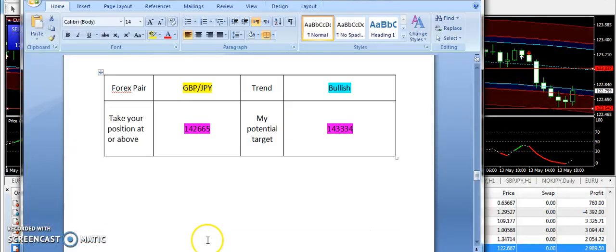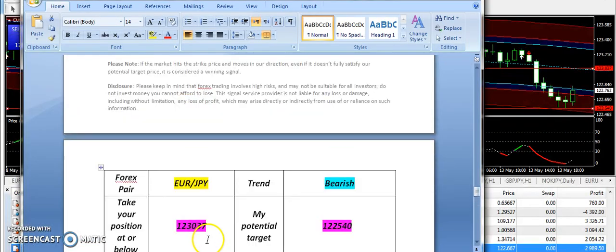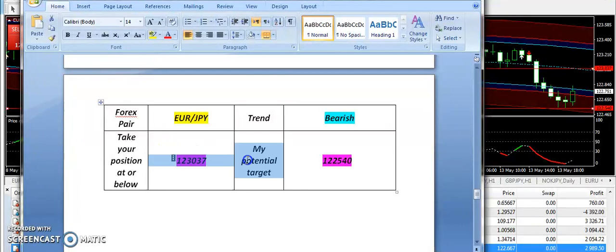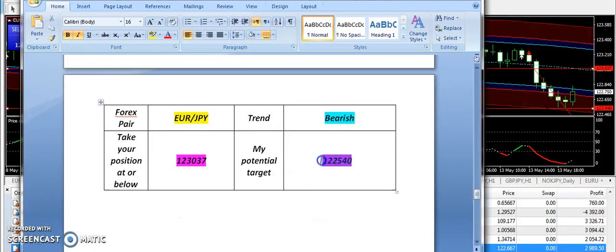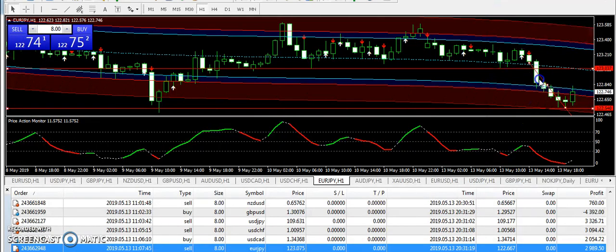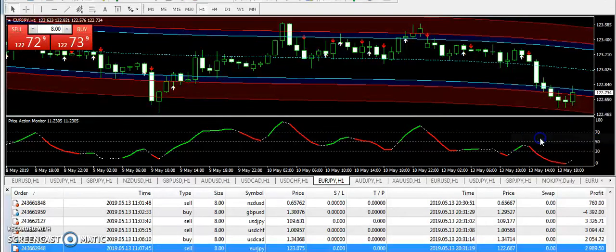At last, I'm going to talk about EURJPY, with a bearish expectation from 123.037 and 122.540 is the target price. You can see we have a good drop on EURJPY today, and EURJPY finally hit the target price that I supplied in my signal report, that was 122.540. So overall guys, a satisfactory day. You know that today is Monday, and normally the market keeps a slower momentum, but today we have seen decent momentum in the market, so it was good for trading.